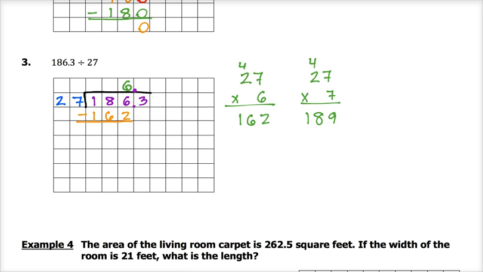Subtract, I get a 4 and a 2, so this is 24. And now I can bring down my 3, and see how many times 27 will go into 243.